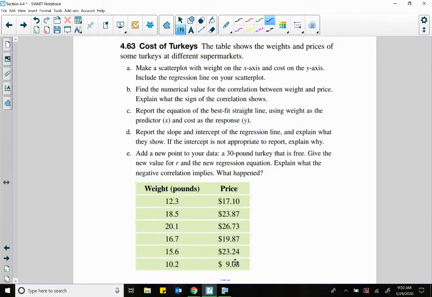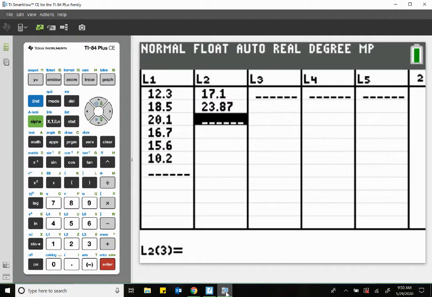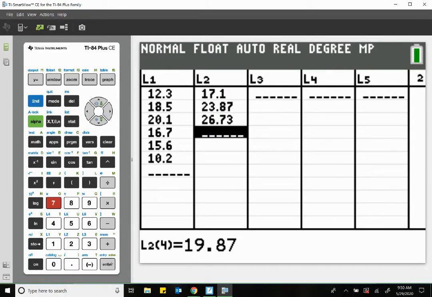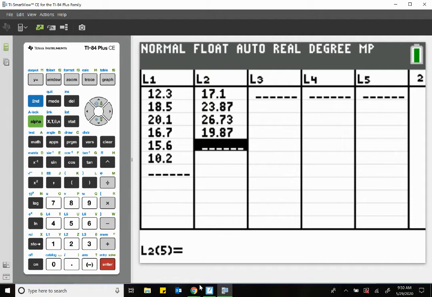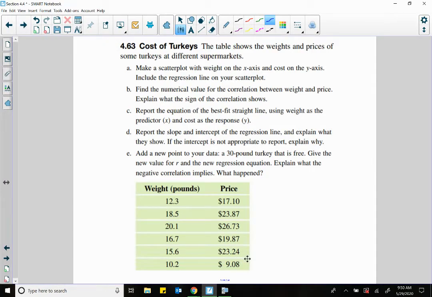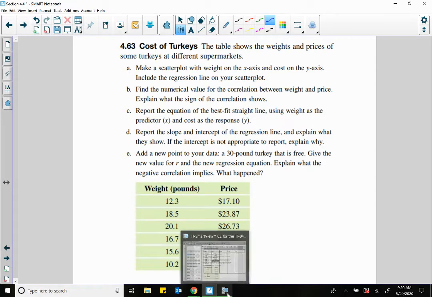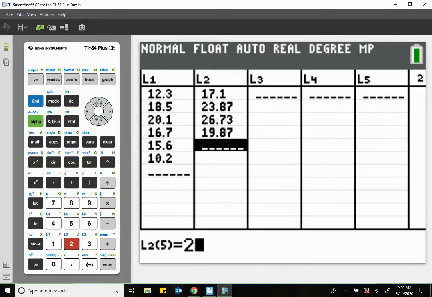2673, 1987. And then last but not least, we've got 2324 and 908.